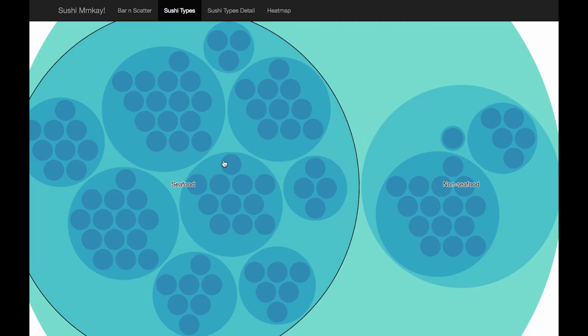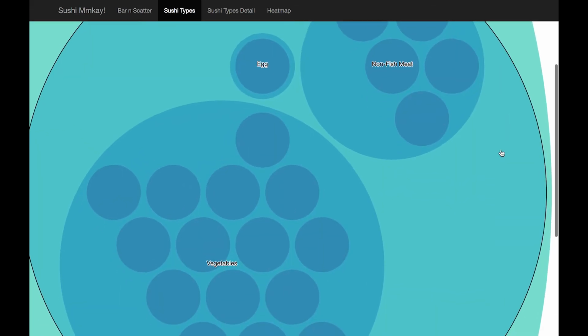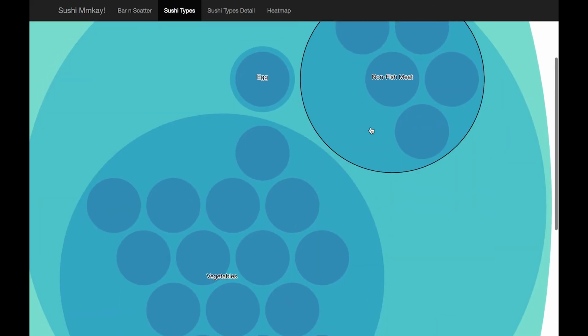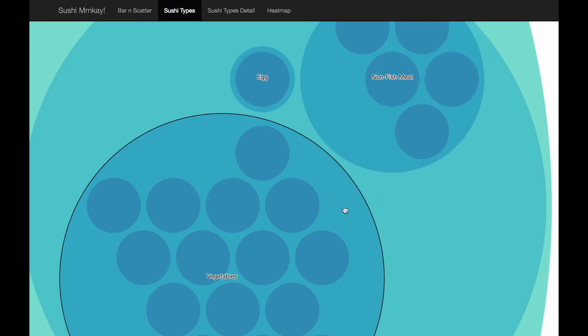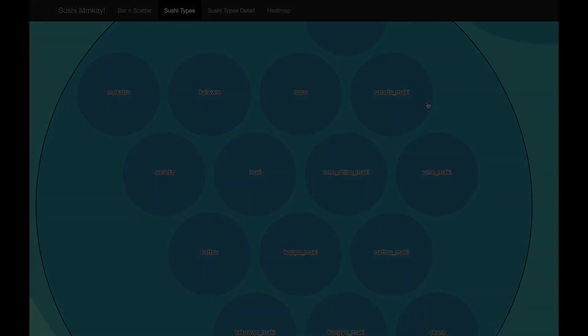As we can see, on the left is the seafood category and on the right is the non-seafood category. So a kosher person might look at the non-seafood category first, and they'll see that they have a lot of options: egg, vegetables, and non-fish meat. They might look at vegetables and see that there's inari, sarada, nasu, and a lot more that they can choose.